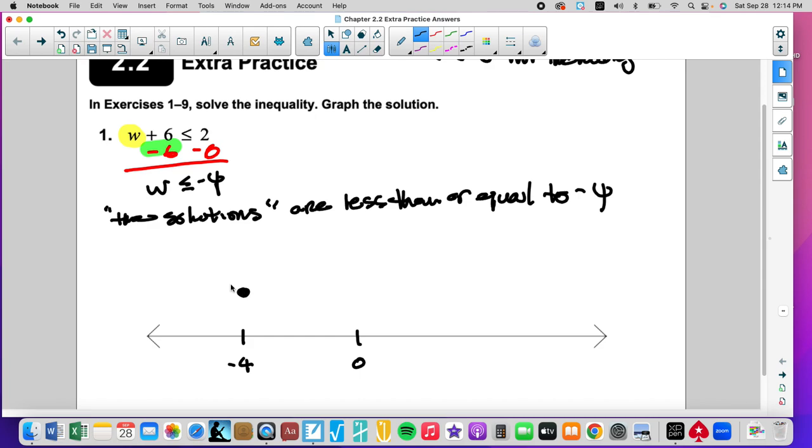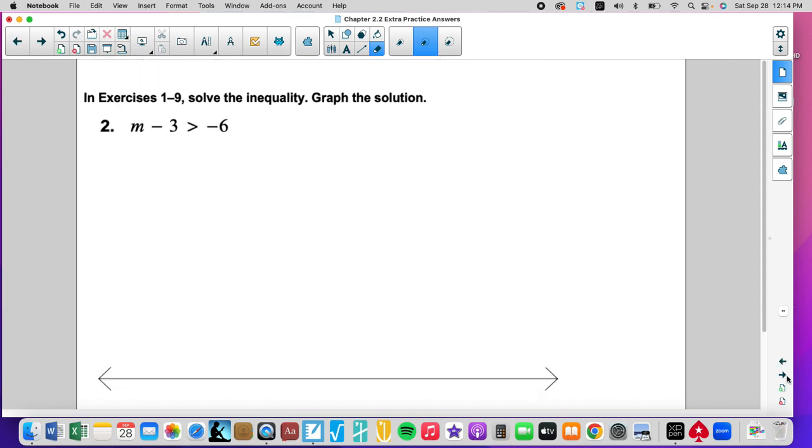So I have a closed circle because I can include -4. -4 is less than or equal to -4, and then my solutions are less than. So values that are less than -4 go to the left. Notice I only have two things on my graph, 0 and my boundary. I have my graph above the number line. It's not on top of the number line, it's above it, and you can read it nice and clearly.